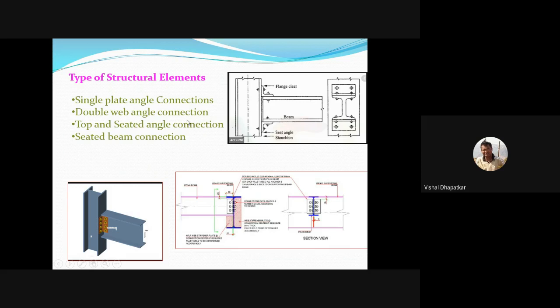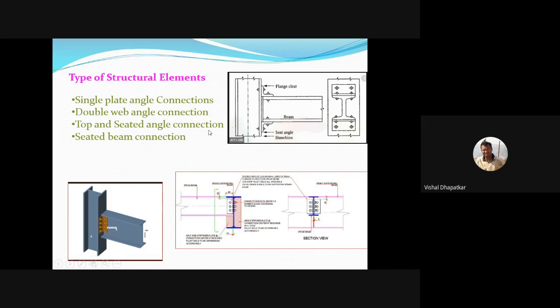Double web angle connection means this type of connection where, in the web of the beam, there are two angles, one angle on the right side, one angle on the left side, and both these two angles are connected either through the bolt or through the weld.